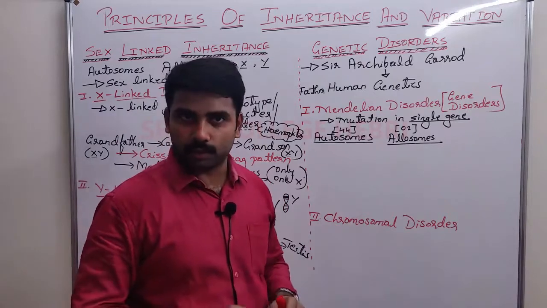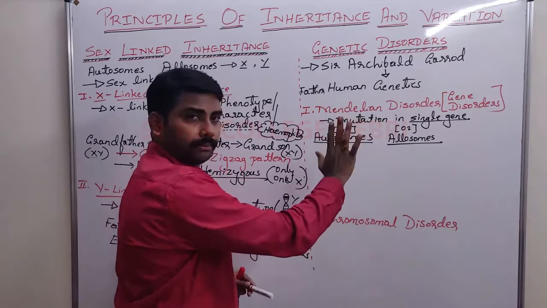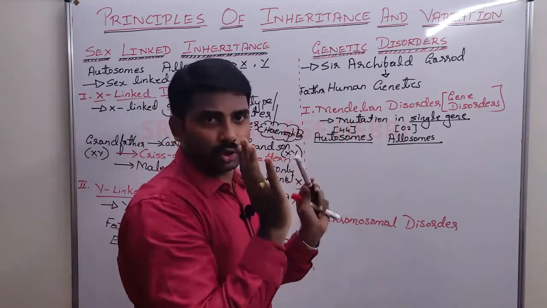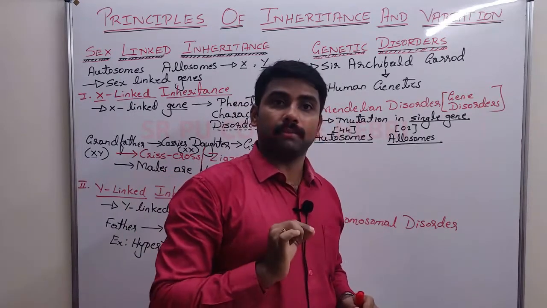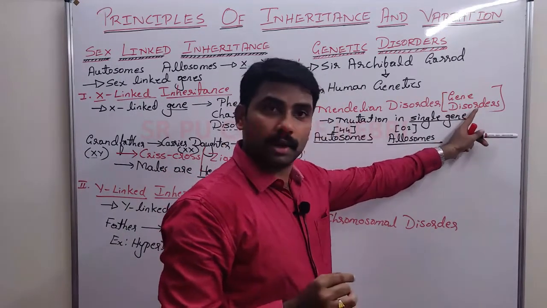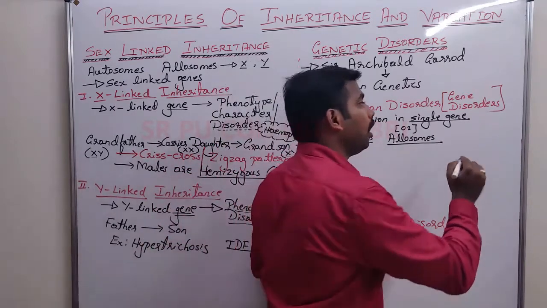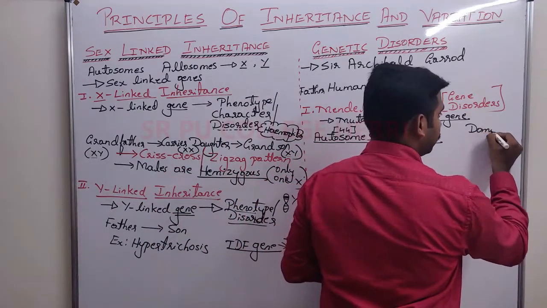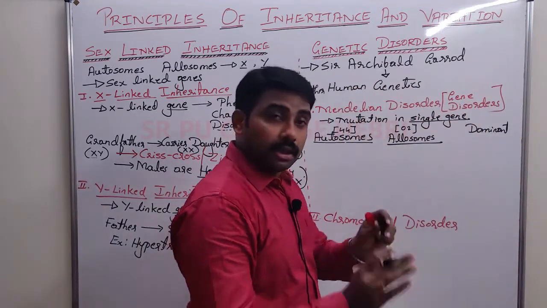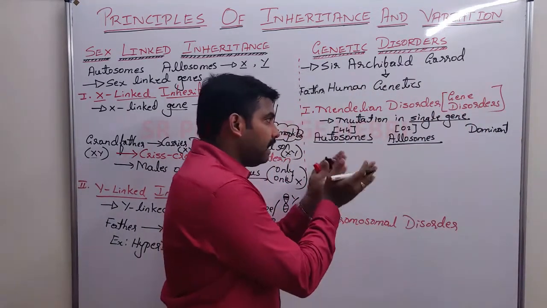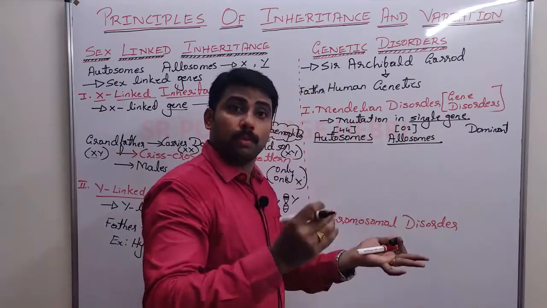Now the mutated gene may be present wherever, autosome or allosome. Sometimes, in some disorders, the mutated gene acts as a dominant gene. In some of the Mendelian disorders, the mutated gene may be present either on an autosome or on an allosome.